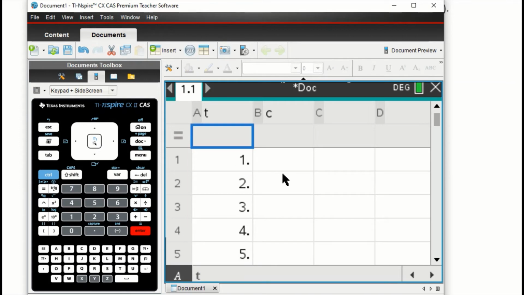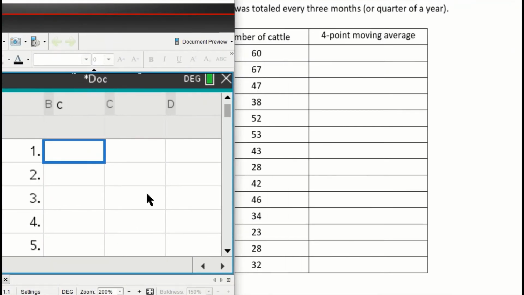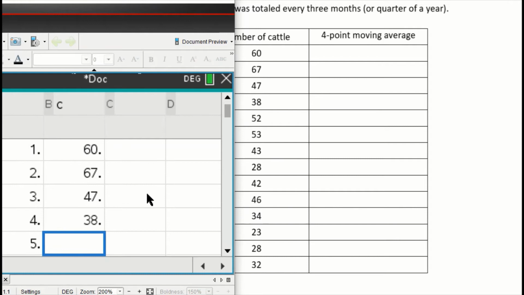Then for the cattle, let's key in all the values that we have here. So 60, 67, 47, 38. Then for the following year, 52, 53, 43, 28. I hope that when you key in the numbers, you realize that there's a pattern. For the first quarter, you can see there's an increase, then increase, decrease, decrease, then increase, increase, decrease, decrease, increase, increase, decrease, decrease, then increase, increase. So you realize that actually there are 4 points in one cycle. Anyway, let's continue. 42, 46, 34, 23, 28, and lastly 32.